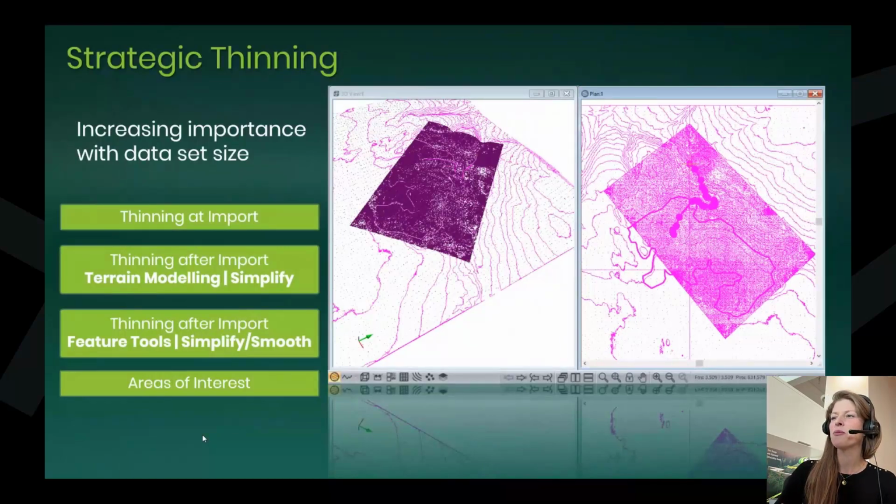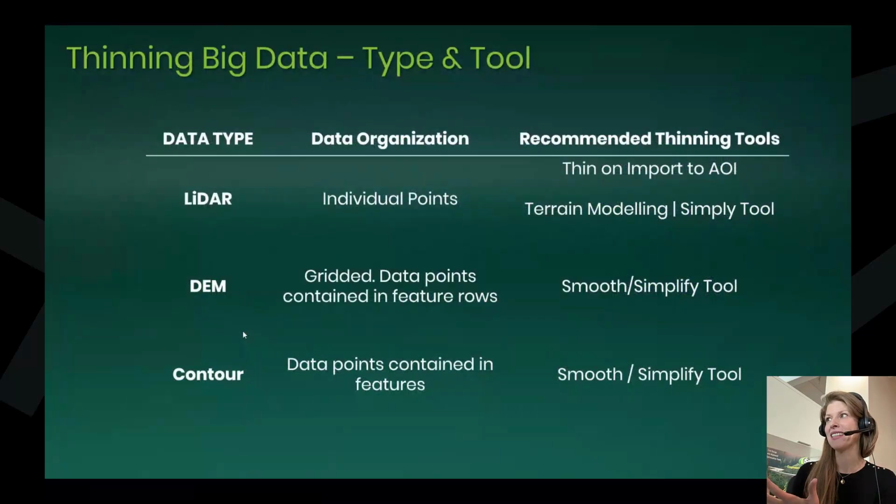So if you've got LiDAR data, we're going to be talking about probably the Terrain Modeling Simplify tool. And if we've got DEM data, likely using the Feature Tools Simplify Smooth tool. And I'll explain a little bit about each of those. And then of course, leveraging areas of interest. Really important topic. If you don't know where it is, you also have the option to import your data thinned, figure out your area of interest, create a polygon, and then swap the model later to have full resolution data in that area.